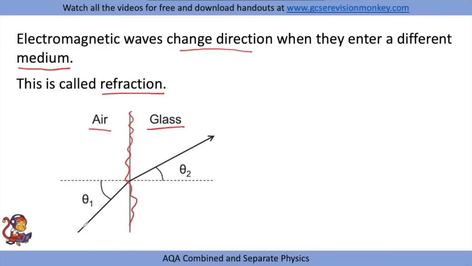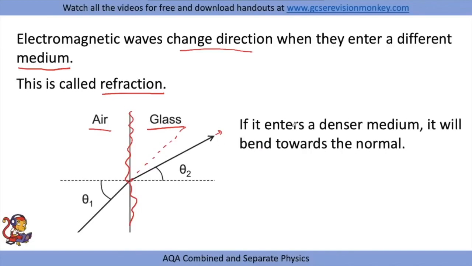So this wave is coming in here, hitting the glass, and is bending. Rather than carrying on in the same direction that it was going through first of all, it's bending and changing direction to head out this way. And if it enters a denser medium, it will bend towards the normal. Air is less dense than glass, so the wave is going from the less dense air to the more dense glass, so it bends towards the normal.